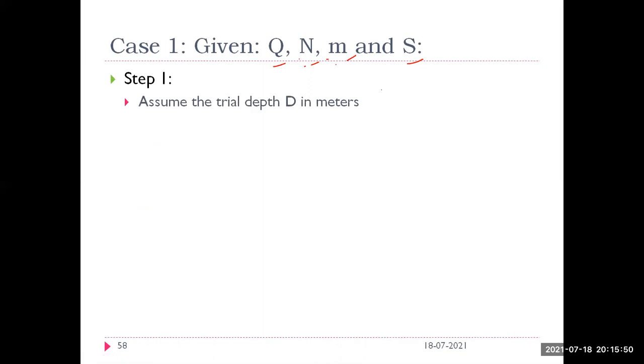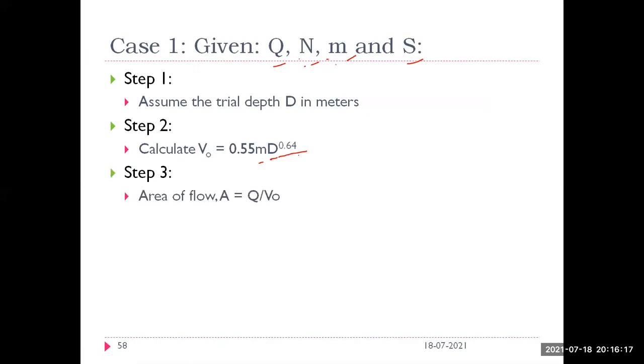Step number one is you have to assume a trial depth D in meters. After assuming the depth value, the second step is you have to calculate the critical velocity V naught using Kennedy's equation. So Kennedy's equation: V naught is equal to 0.55 m into d to the power 0.64. So you're going to calculate the critical velocity.